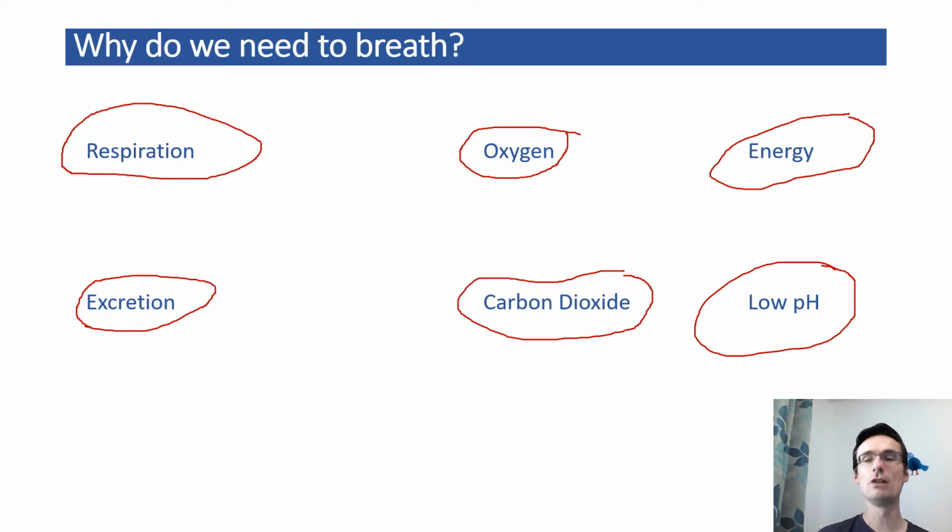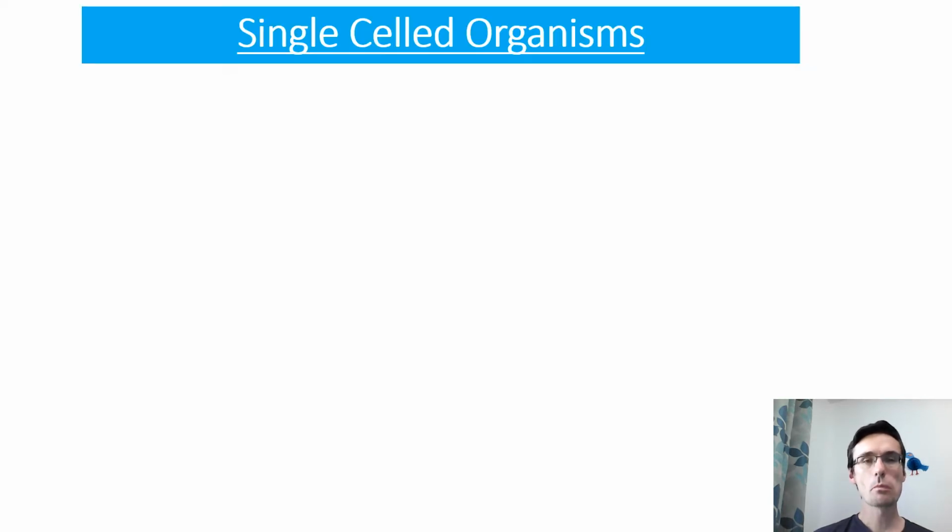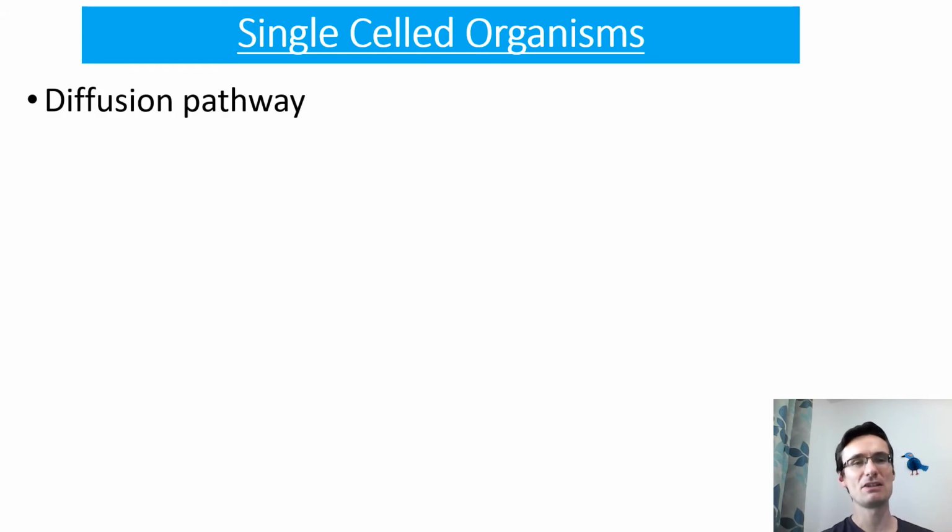Obviously it's the exchange site of the alveoli that makes that possible, because we are too big an organism to be able to do it just through diffusion alone. So starting off then, single-celled organisms are a bit different. They will obviously just be able to use diffusion.